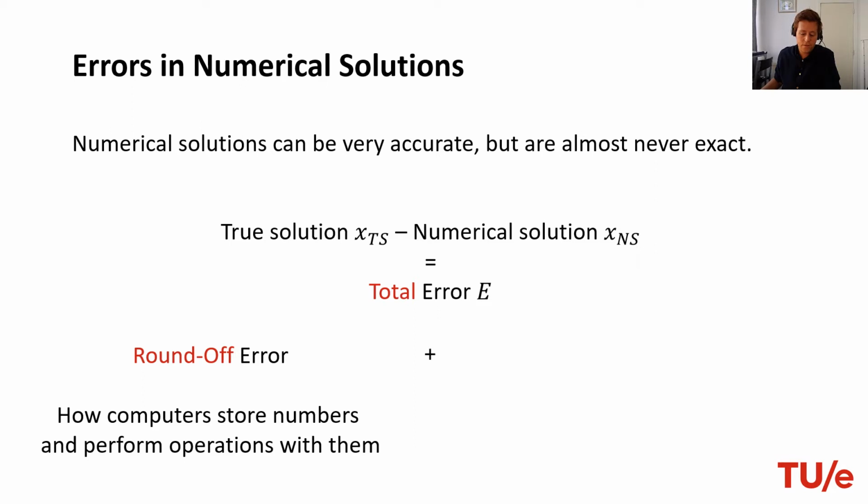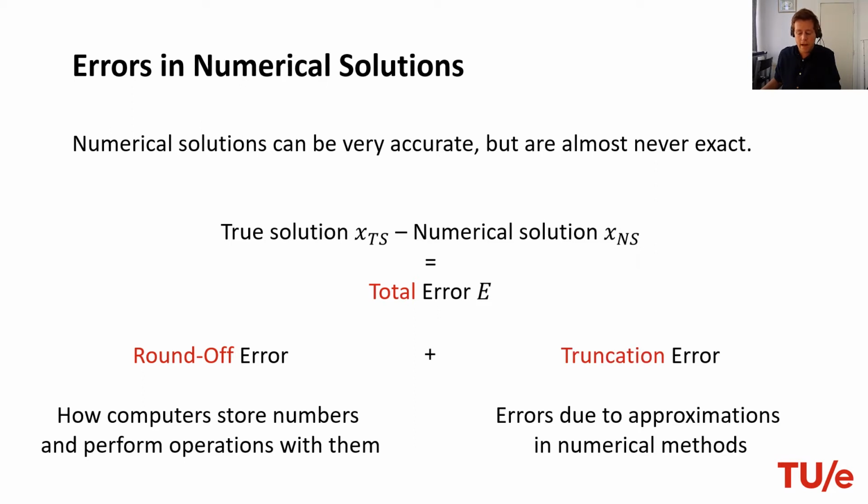And in addition to this round-off error, we also have a truncation error. Now, truncation errors have quite a different origin, and they are due to the approximative nature of most numerical methods in practice. And we will go into an example a bit later.